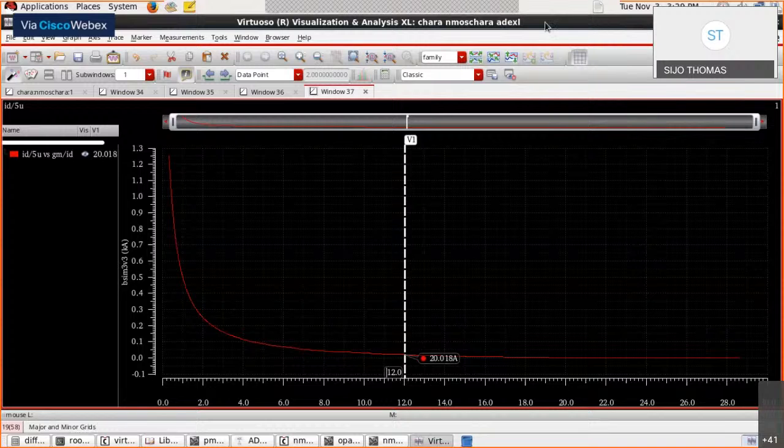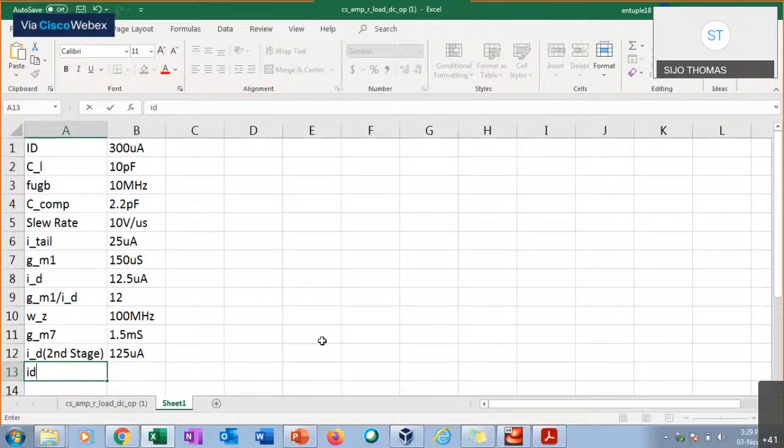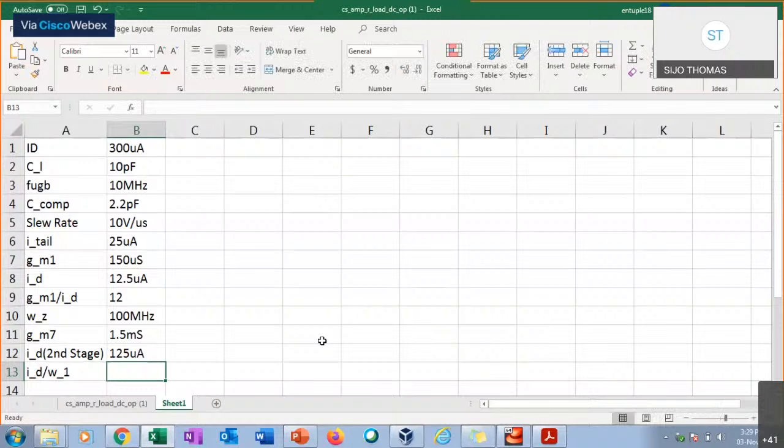we can now note down the current density value for the input stage. It's ID/W1, that is for the MOSFET we did. For the NMOS we did now; for the PMOS we need to do separately. So it is 20 now.